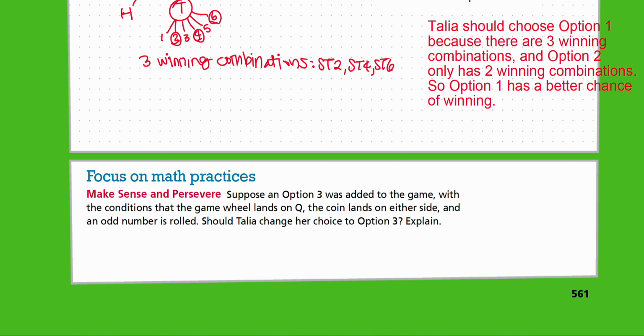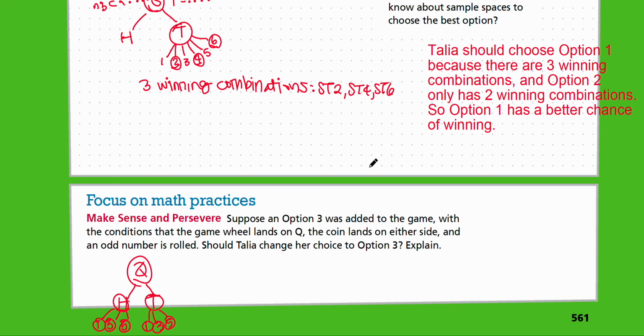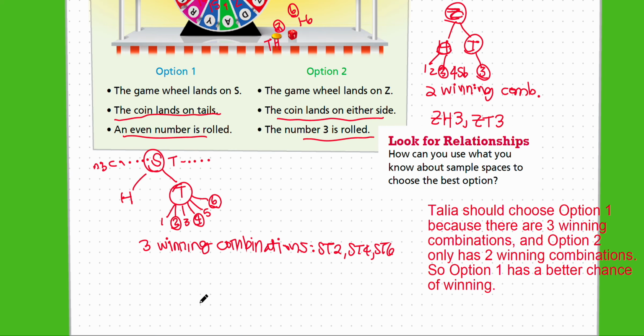Okay, so let's see. For option 3, we should have Q and then either side, so head or tail, right? And then an odd number. Ooh, that's a better option. 1, 3, or 5, right? 1, 3, or 5. So there are how many different winning combinations for this one? 1, 2, 3, 4, 5, 6. 6 different winning combinations. So this is a lot more than 2 winning and 3 winning combinations, right?